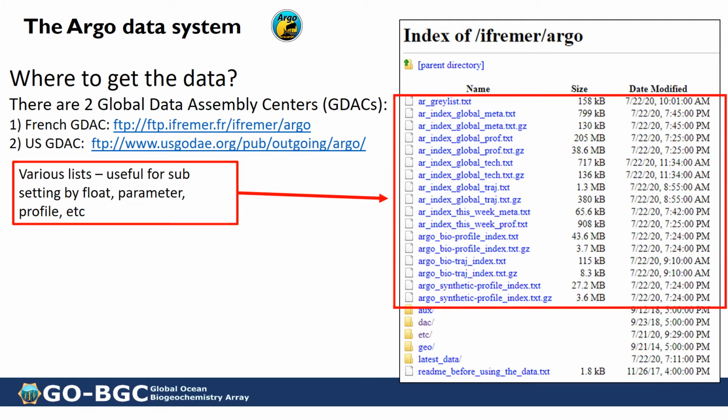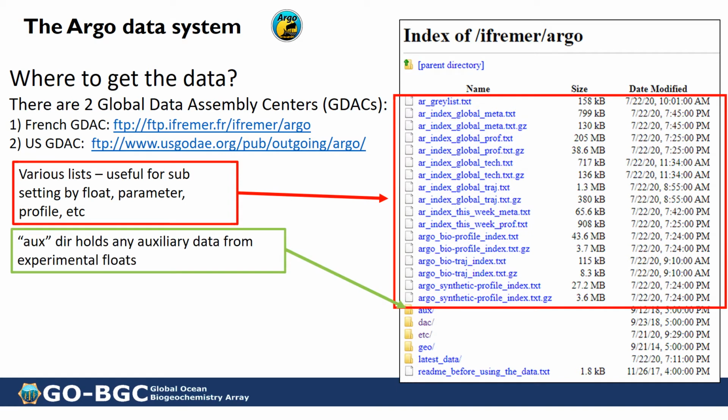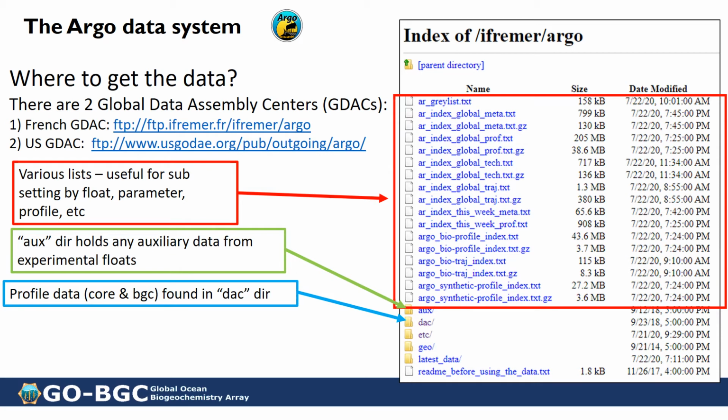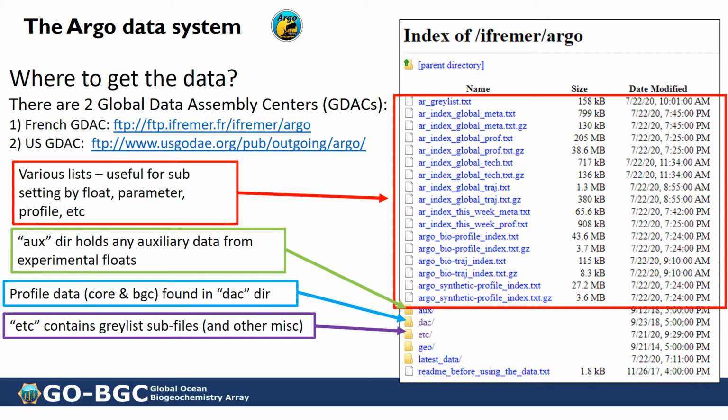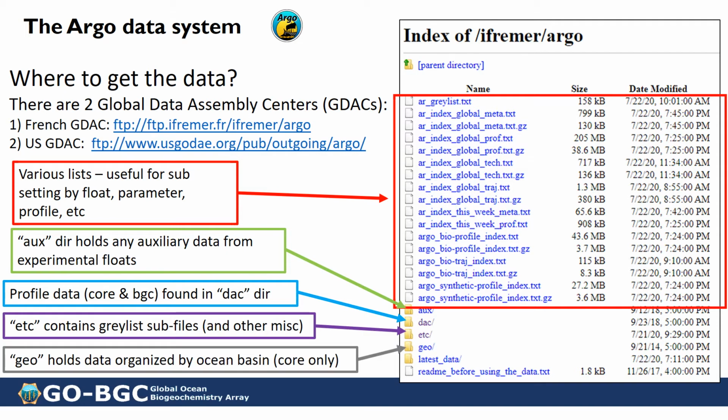In addition to the index files are the different subdirectories holding additional file types. The auxdir holds any auxiliary data from experimental floats, and profile data, core and BGC, as well as the combined SProfile files, which I'll describe shortly here, are found in the dac directory. So that will be your go-to location. etc contains gray list files and other miscellaneous files, and geo holds data organized by ocean basin.